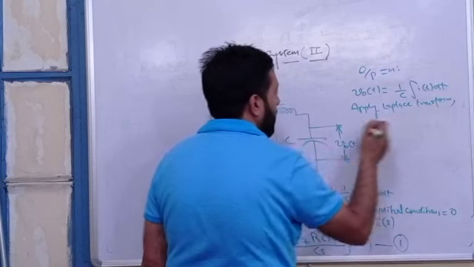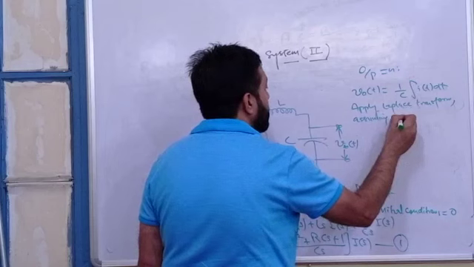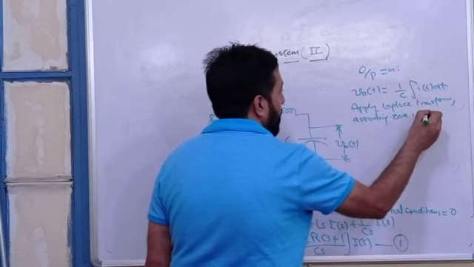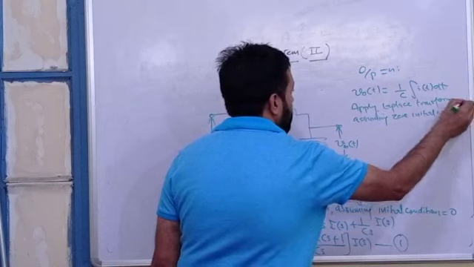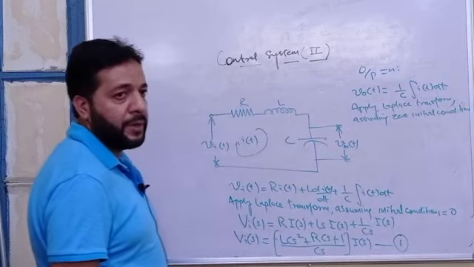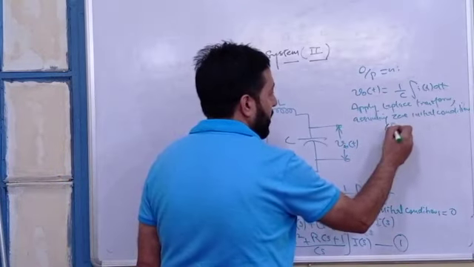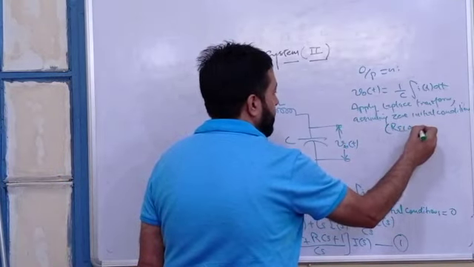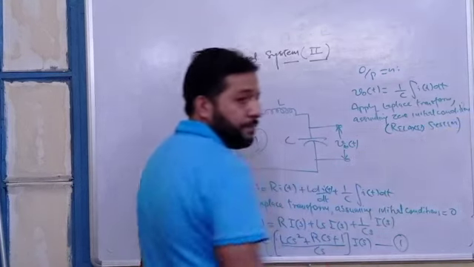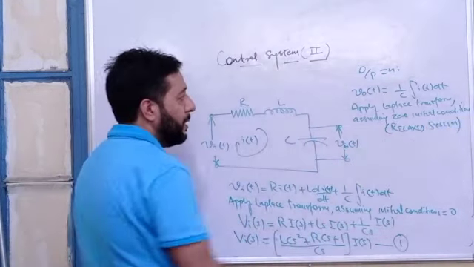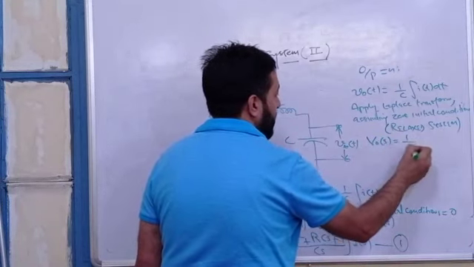Assuming zero initial condition. ऐसे सिस्टम को क्या कहते हैं जिसमें इनिशियल कंडीशन जीरो? Such a system is known as a relaxed system. A system for which initial conditions are zero is known as a relaxed system. Getting me? So what do I get? I get V naught S is equal to 1 upon CS IS.